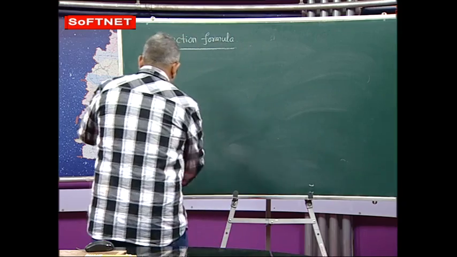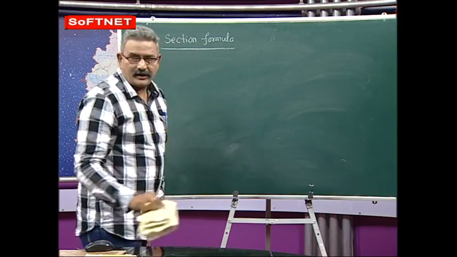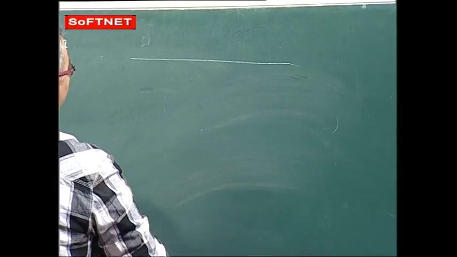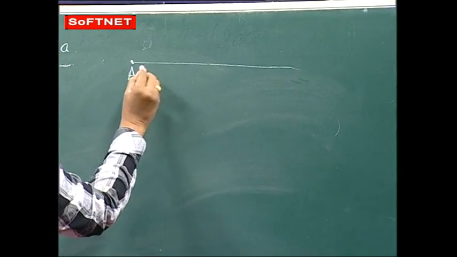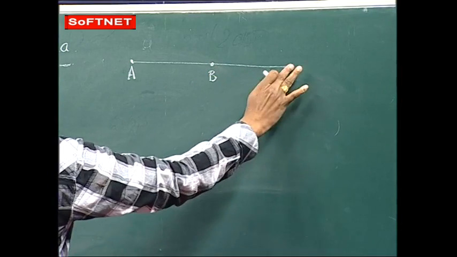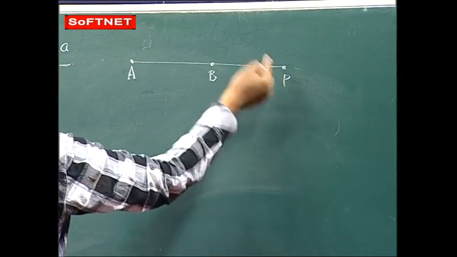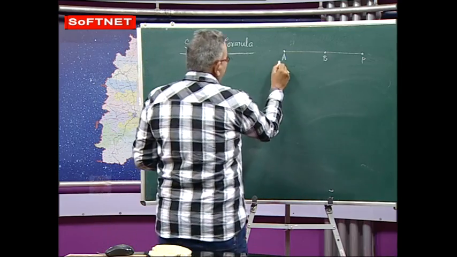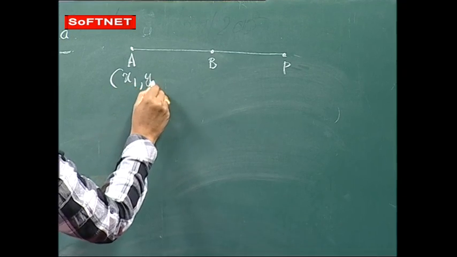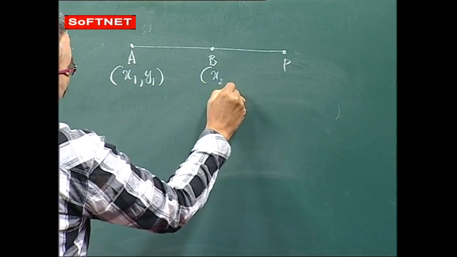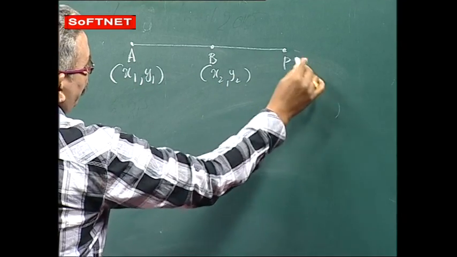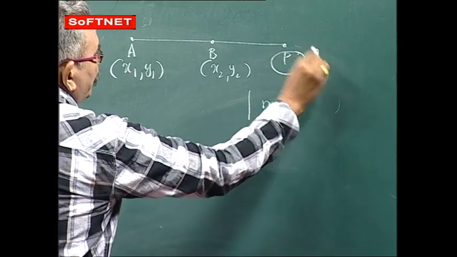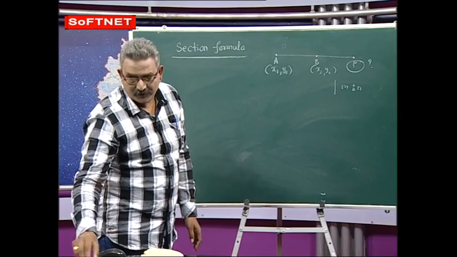Now, suppose P divides externally. Take a line segment like this. Suppose these two are the A and B points. Suppose P. Now, P divides AB externally. Say A coordinates are x1, y1, B coordinates are x2, y2, if P divides in the ratio m is to n. Now P coordinates we have to find out.